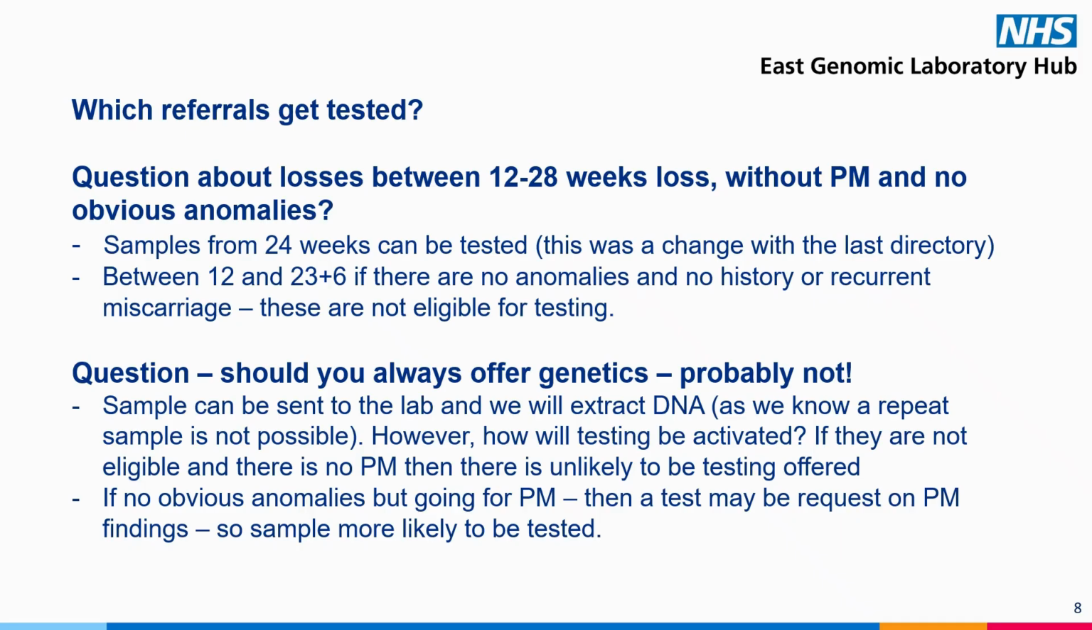Between 12 and 23 plus 6, if there's no anomalies and no history of recurrent miscarriage, then these ones aren't eligible for testing. So that's quite an important caveat. And I know this is a bit of a struggle for midwives and consultants in general, that it's hard to decide with some of these losses whether there's anomalies or not. So the question of should you offer genetics just outright for all samples is probably not. We need to be mindful about what we're offering.